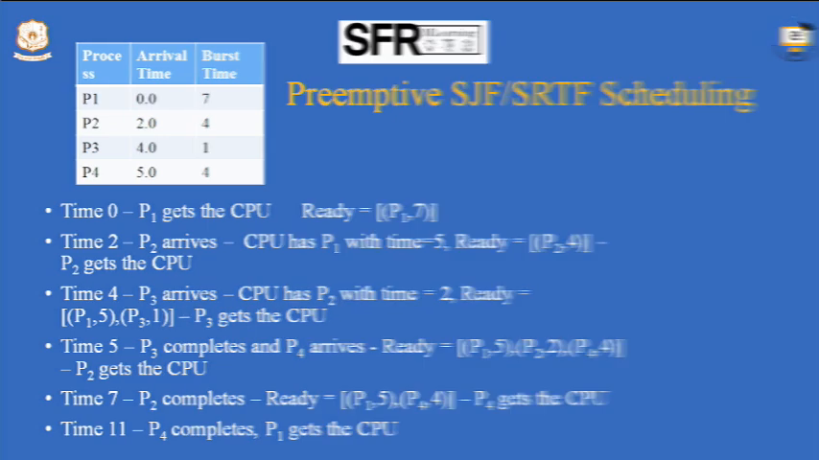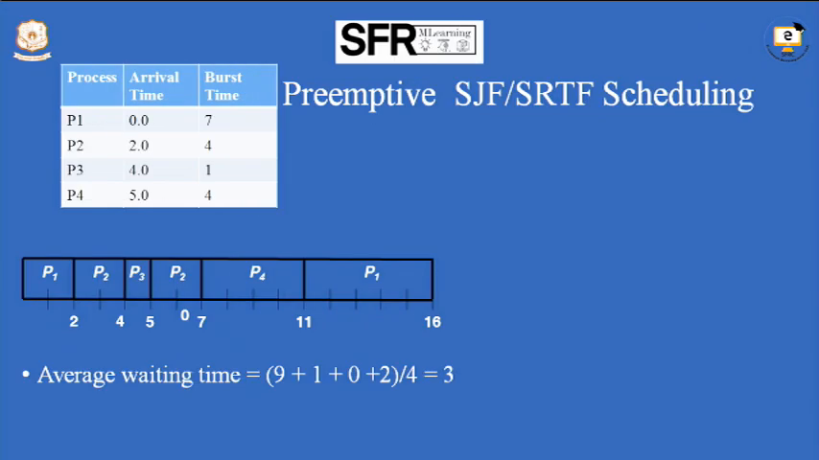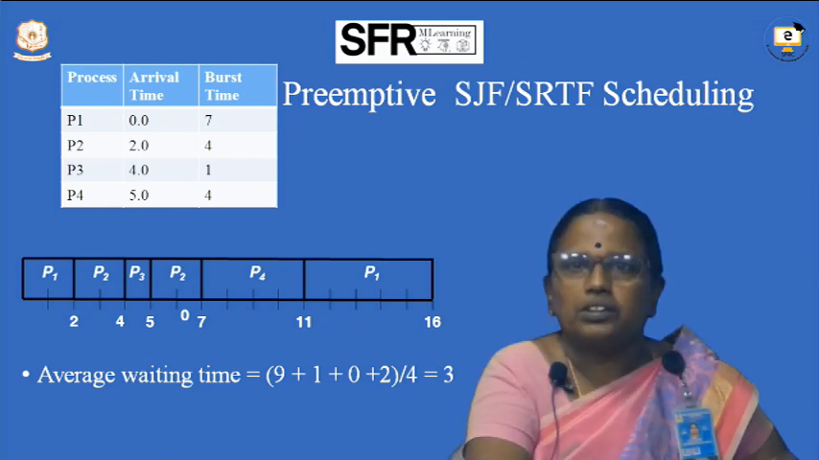Thus, the preemptive SJF is termed SRTF because it considers the shortest remaining time first algorithm, and hence the average waiting time is 9 plus 1 plus 0 plus 2 divided by the number of processes, 4, and the average waiting time is 3.